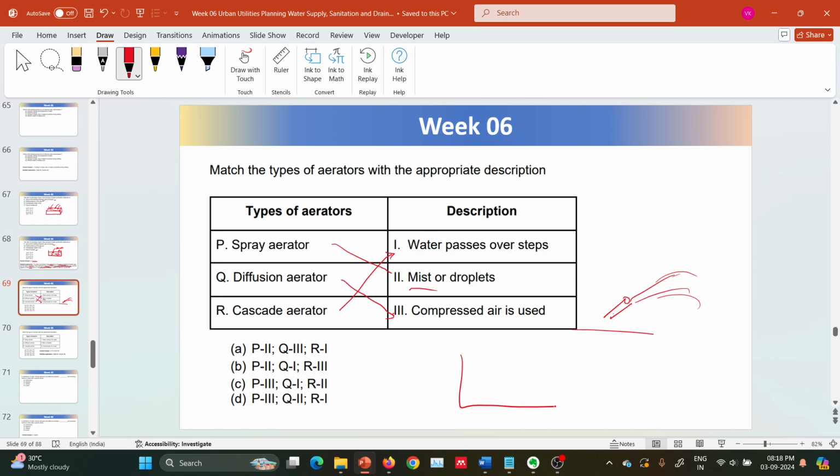Diffuse aerators: from the bottom it is diffused. And in cascade aerators, the water will flow down the steps, like this. So a thin layer forms and that will cause aeration. It's called cascade.